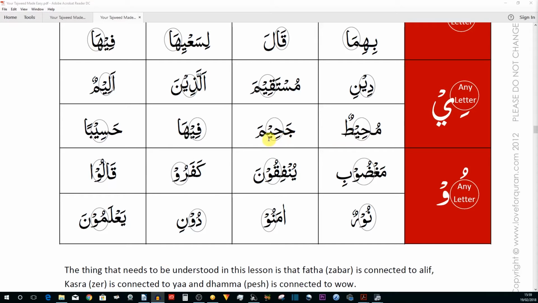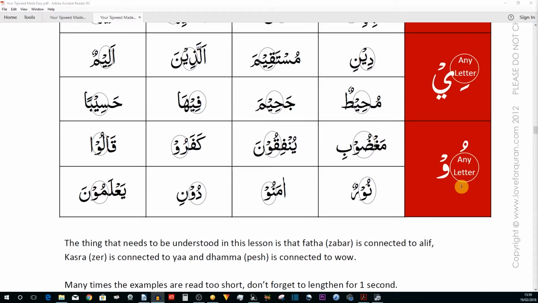Jahima. Remember, don't stretch the meem. Don't say jahima. No, jahima. Make that distinction between short and long vowel. Next, fiha. Again, remember, both same length. Next, hasiban. Done with kasra and ya sukun.